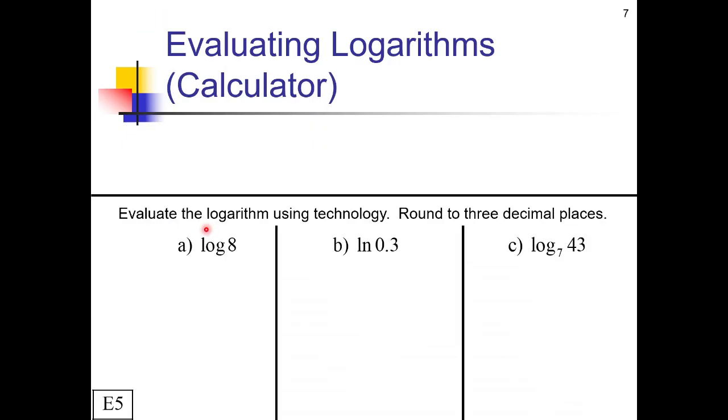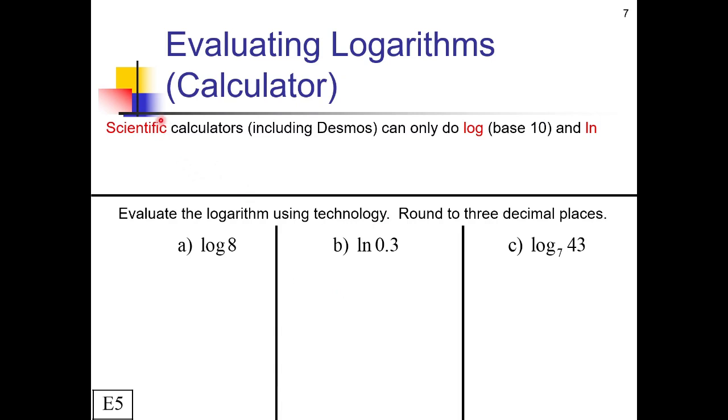For this next set of problems, we're going to be evaluating these logarithms using technology, because sometimes it's just impossible to figure out without a calculator what I have to raise some random number to in order to get another number, especially if that other number is not a perfect power of the first number. So how can we use technology?